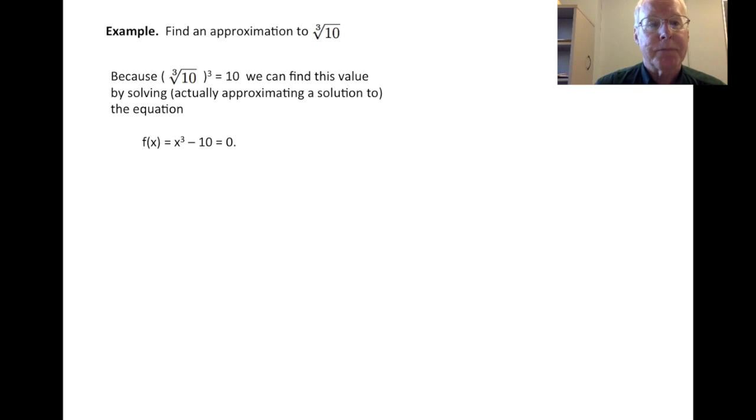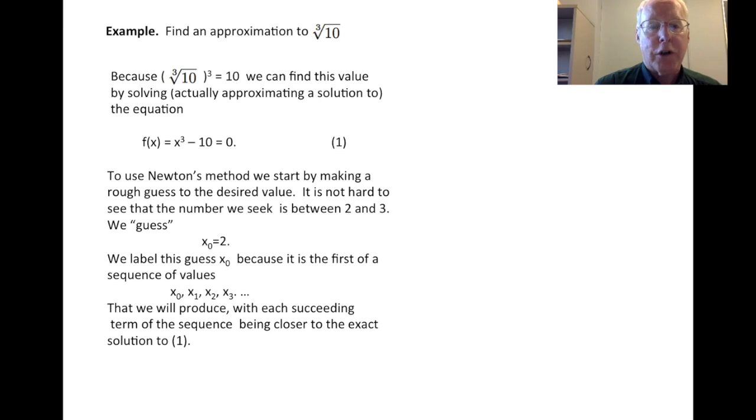So there's our problem. Now, the cube root of 10 has the property that if you cube it, you get 10 back. So we can find this value by solving, or actually approximating, a solution to the equation f of x equals x cubed minus 10 equals 0. So one of the roots, at least the real root to that equation, the real solution, is the cube root of 10.